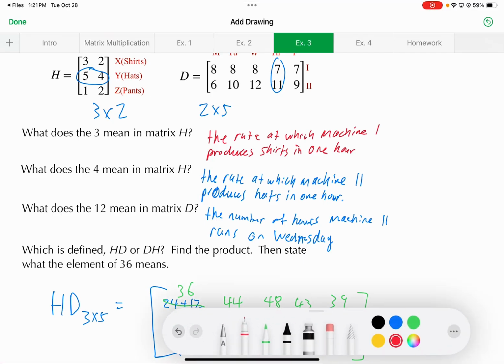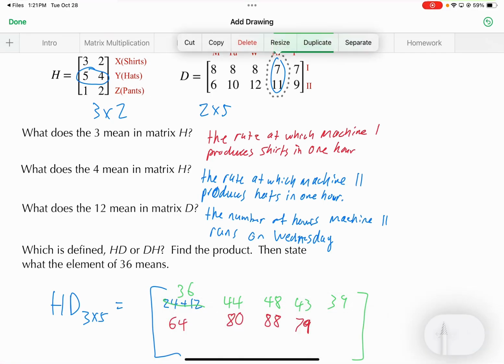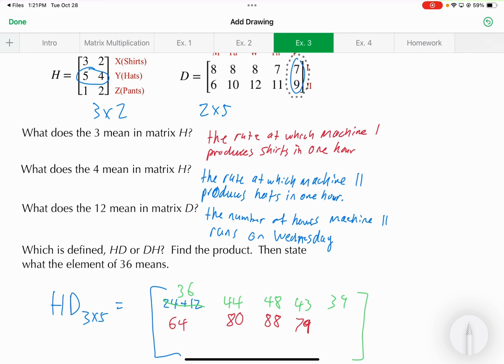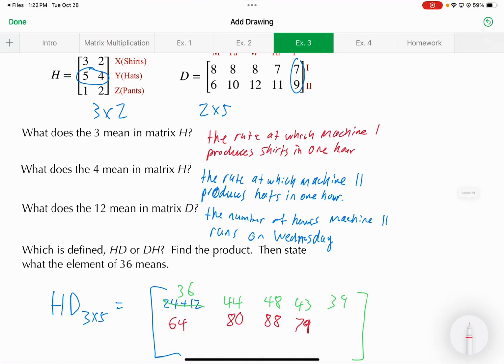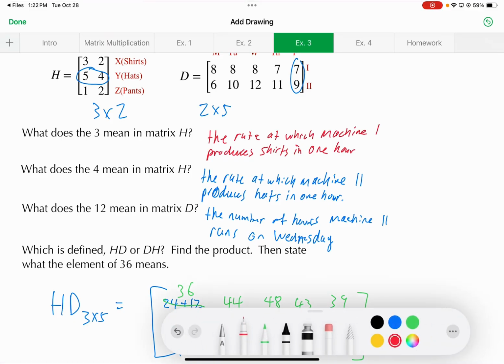Okay, and then, what's 79 minus 12? Don't worry about it. And then 5 times 7 plus 4 times 9. So 35 plus 36, 71? Is that right? Okay.